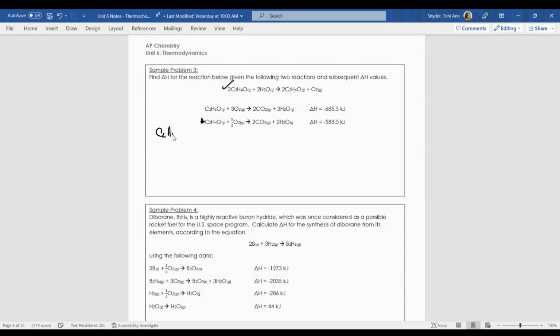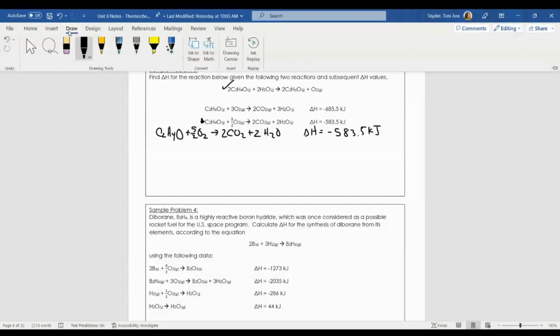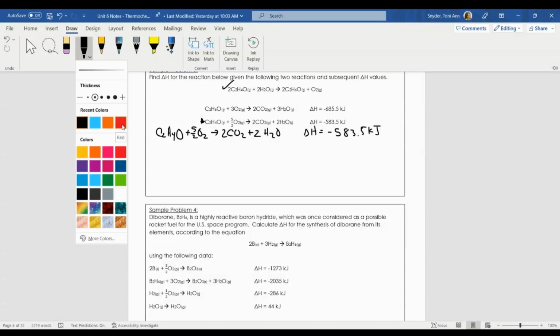So I have C2H4O plus 5/2 O2 yields 2 CO2s and 2 H2Os. And this process, negative 583.5 kilojoules. If I notice this top reaction, however, I have a coefficient of 2. So in order to get this as a coefficient of 2, I have to multiply everything in this example by 2.